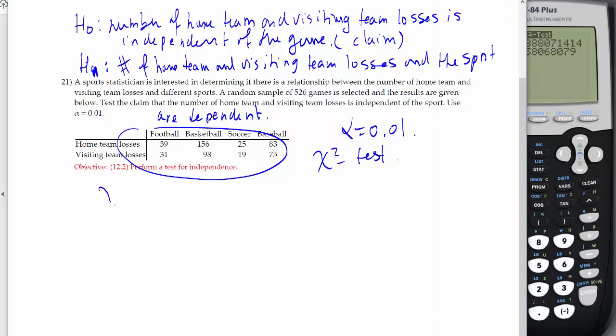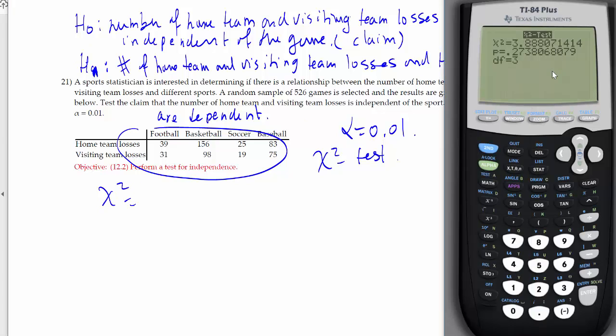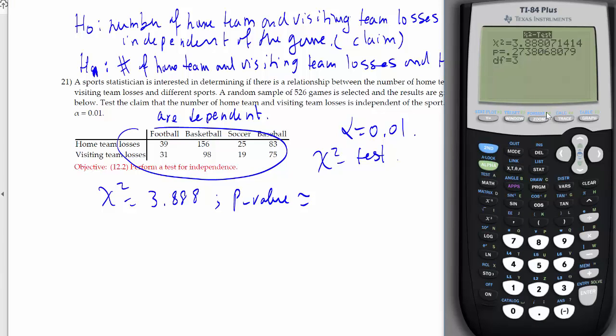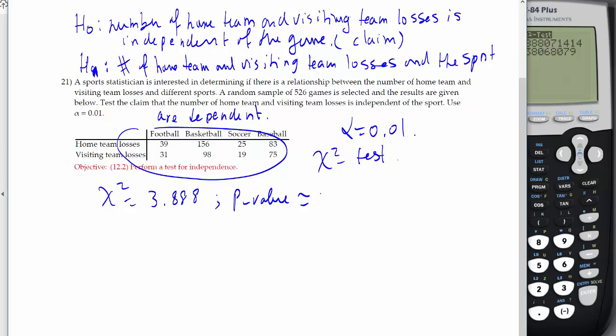Chi-square is 3.888. And the p-value is what? Looks like it's a big p-value anyway. 0.27381. Well, all we care about is this is more than alpha, 0.01. So what's the decision, guys?